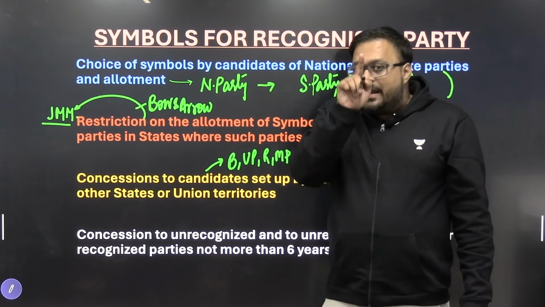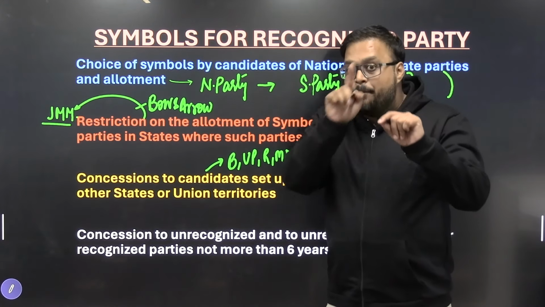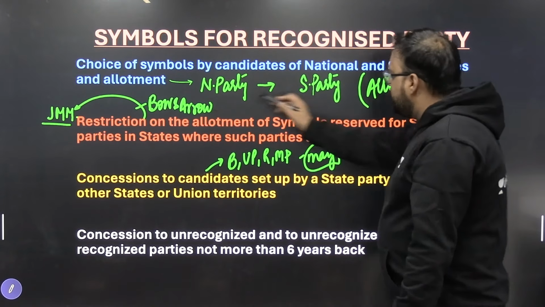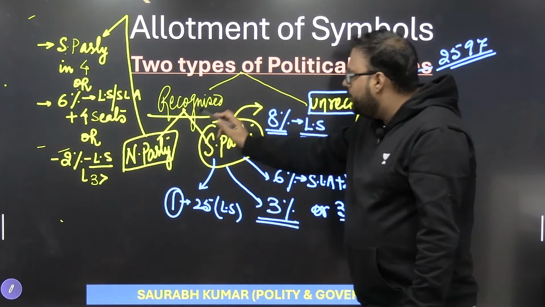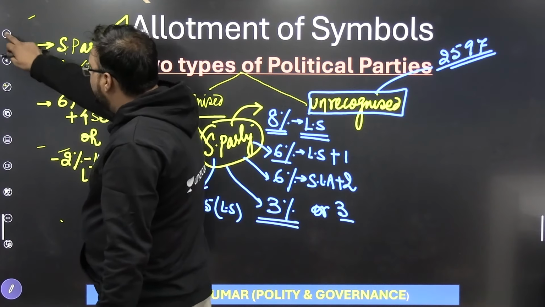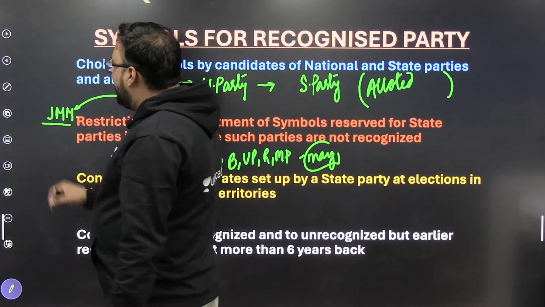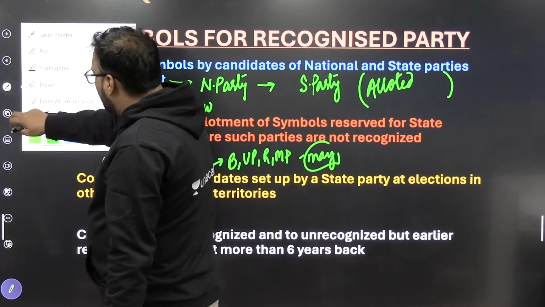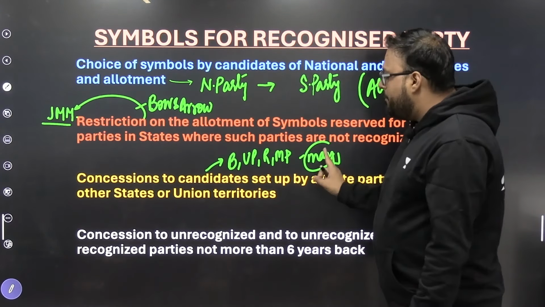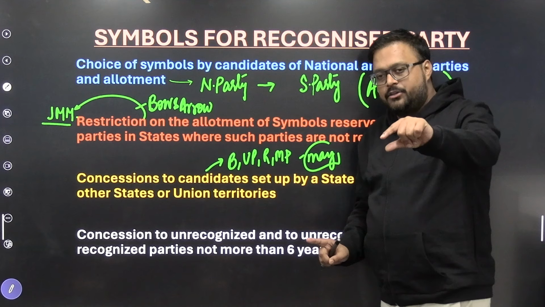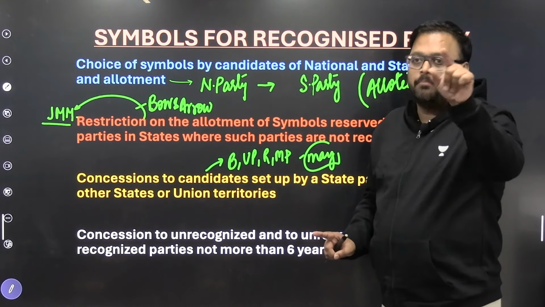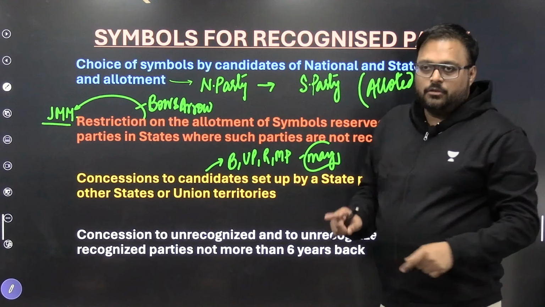The Election Commission may allot the symbol which has been given to them for being the state party in Jharkhand. So that same symbol can be allotted to JMM if they want to contest an election in another state where they are not recognized as a state party. So the word "may" is used.